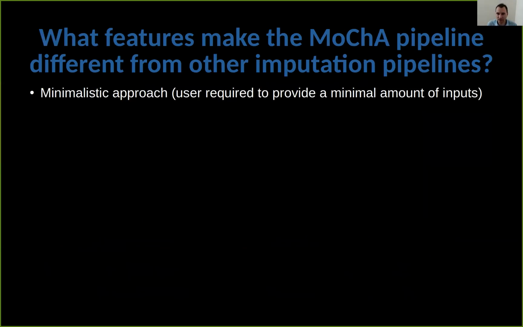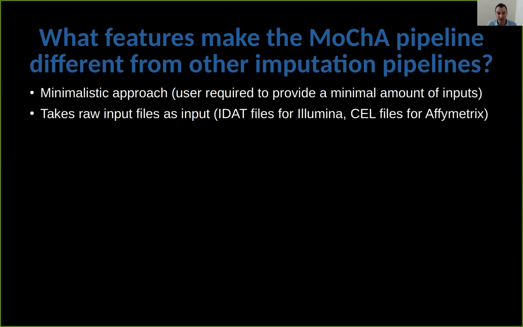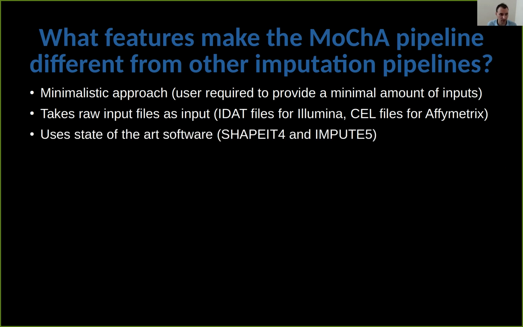So what features does the MoChA pipeline for phasing and imputation have that might not be available in other similar pipelines? Well, the first feature is that it follows a minimalistic approach. So the user only has to provide the minimal amount of necessary inputs to run the pipeline. It can take very different input files, but in particular, it can process raw Illumina input files, also known as IDAT files, without requiring them to be processed in alternative ways.